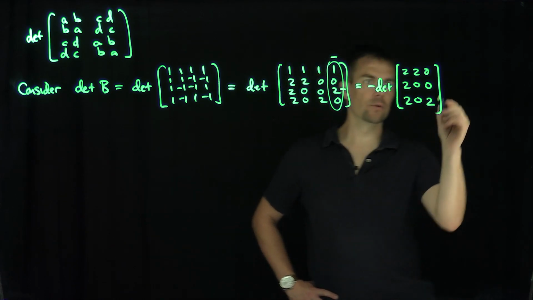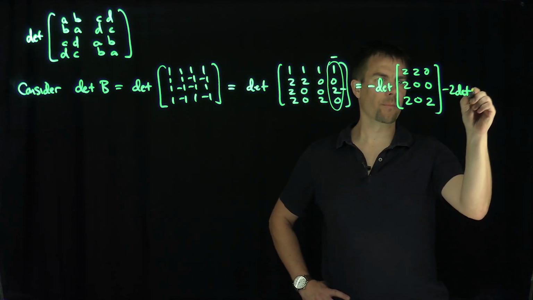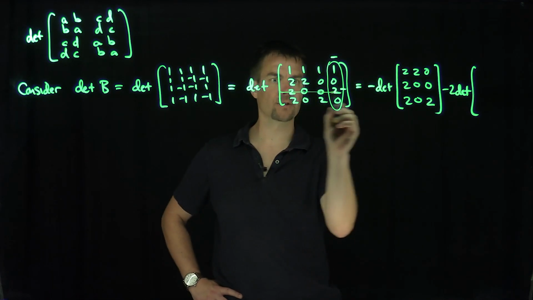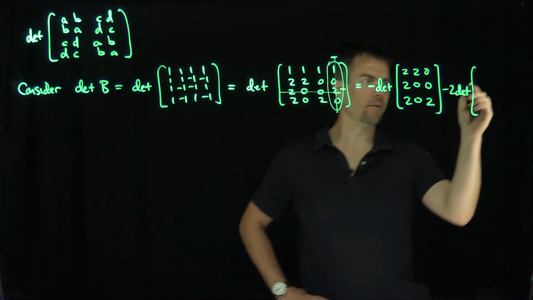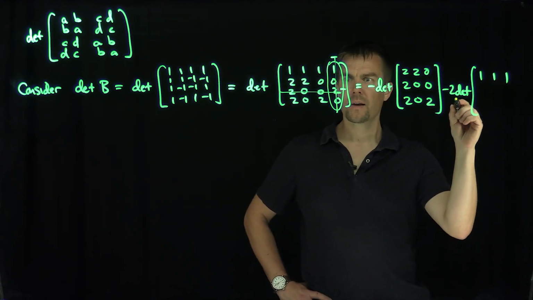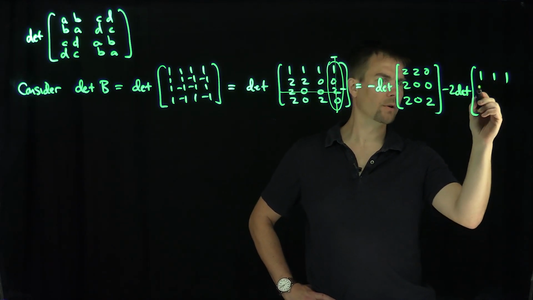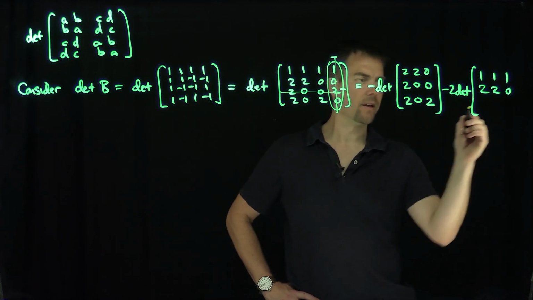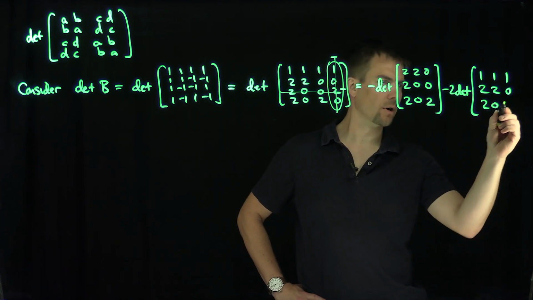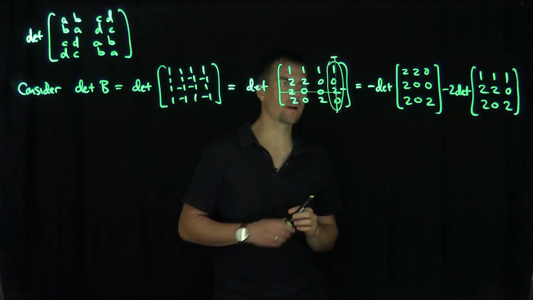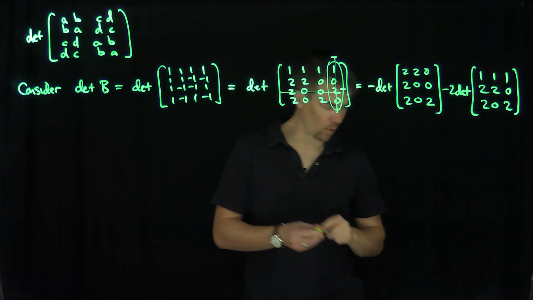And then minus 2 times the determinant of what we get when we punch out the row and column in which that 2 resides. We'll punch out this and this over here, and I'll have a 1, 1, 1, and then a 2, 2, 0, and then a 0, then a 2, 0, 2, like that. Okay, great. So now let's compute these determinants one by one.